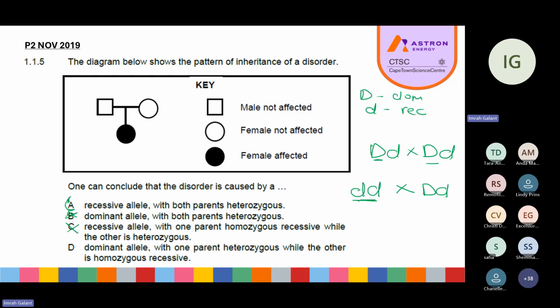Could the answer be D, dominant allele? So they say one parent is heterozygous and the other parent is homozygous recessive, meaning this disorder is caused by the dominant allele, which is D over there. So what that's telling us is that the heterozygous parent had to have been affected. But again, in the diagram, if we look, neither parent is affected. Therefore, the answer can't be D. So we end up with the answer being A.